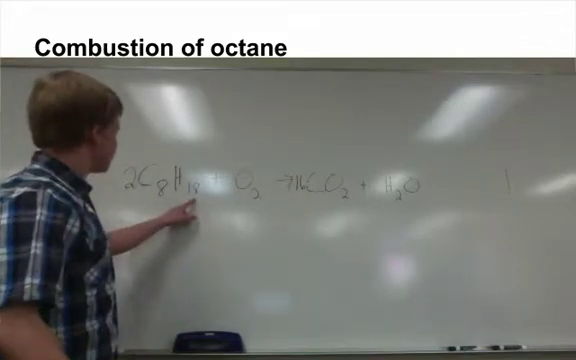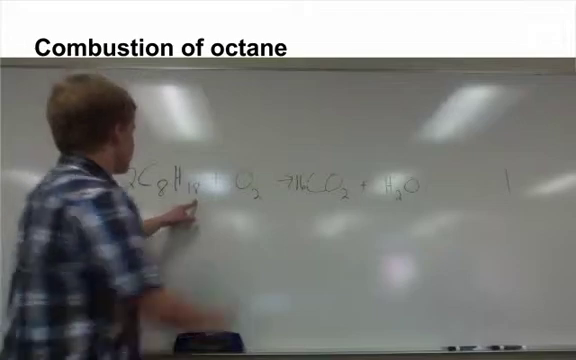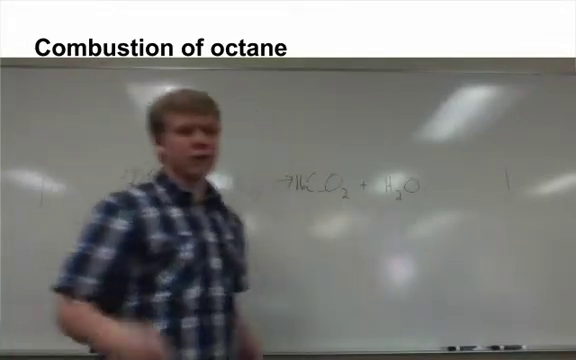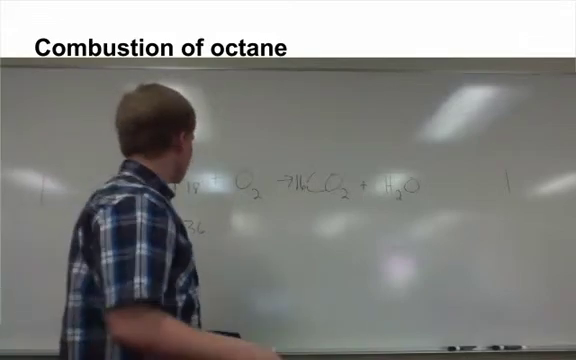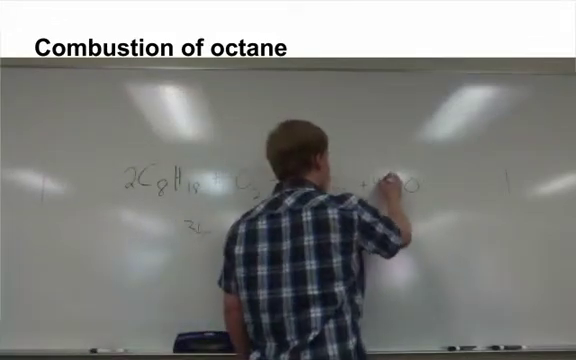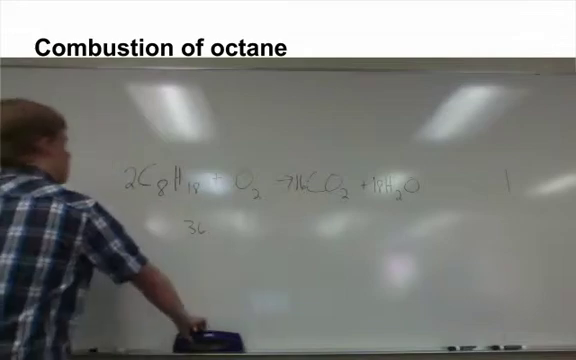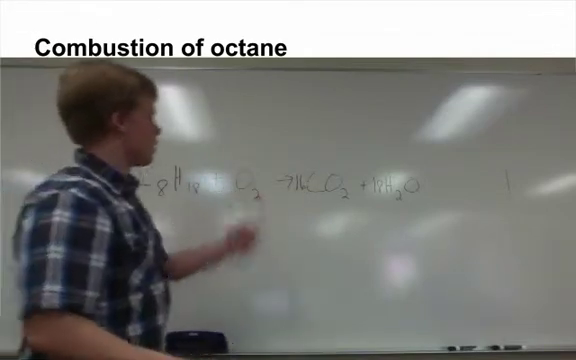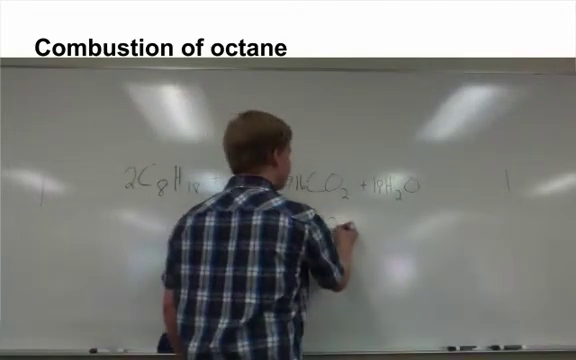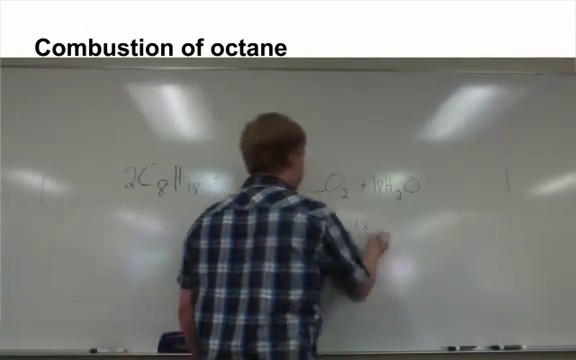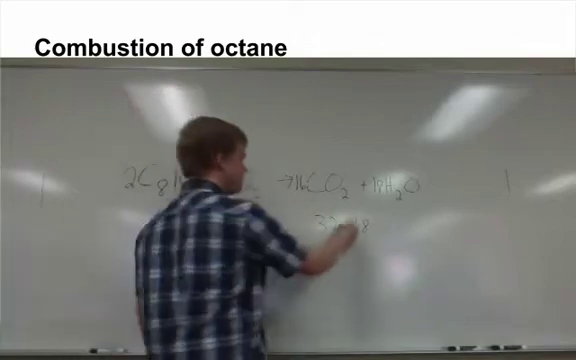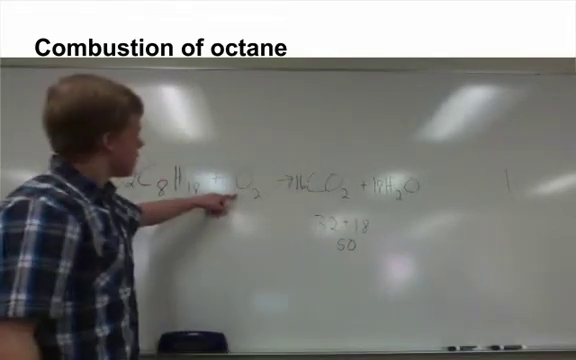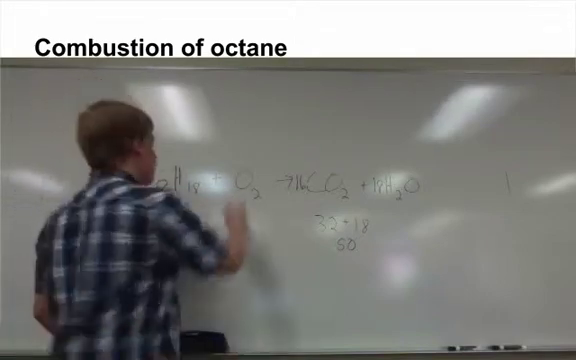So we have 36 hydrogens. Let's mark that. And we have 2 here, so we can put a coefficient of 18. Now, lastly, we have the oxygen, so we can see that we have 2, and on the other side we have 32 and 18. So 32 plus 18 equals 50. So how can we get that in? With the coefficient of 25.